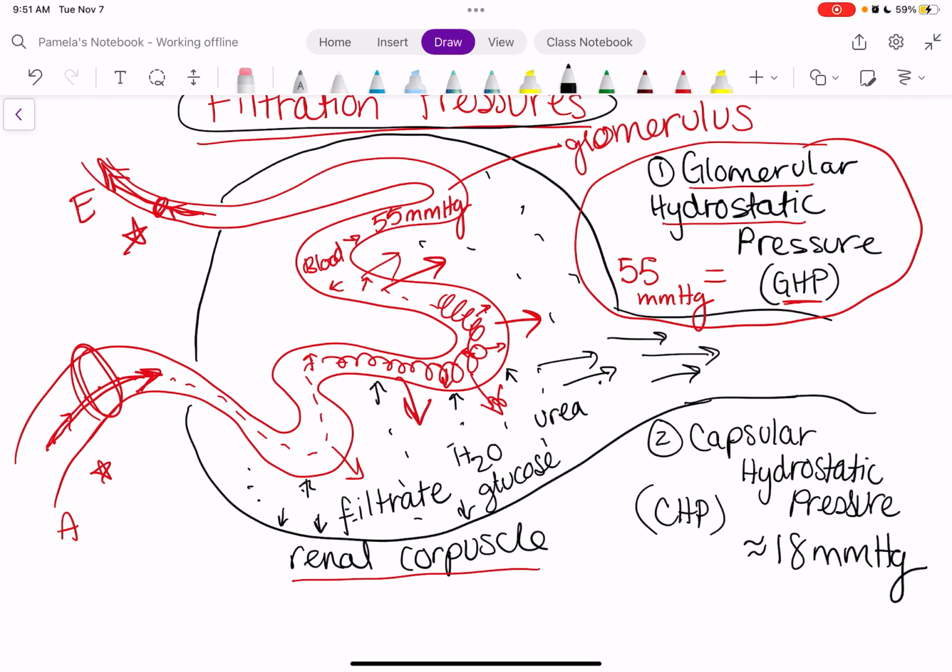So this capsular hydrostatic pressure pushes back in, so it's fighting against the glomerular hydrostatic pressure. If we were going to calculate the net pressure based on these two competing pressures, we would subtract them. Does that make sense? We would subtract 55 minus 18 to get our total pressure at this point.